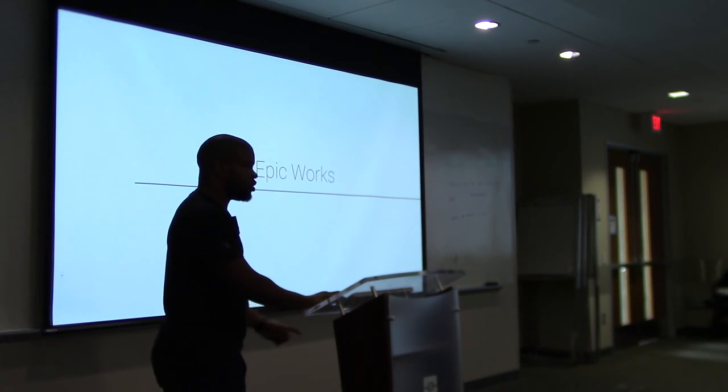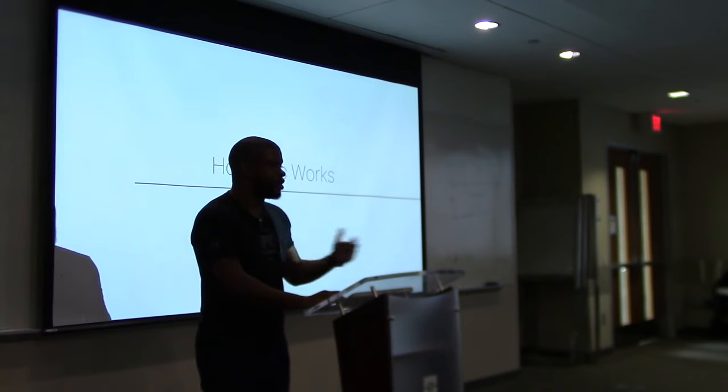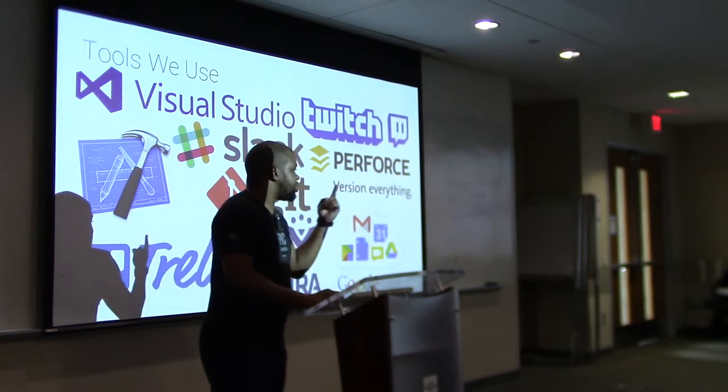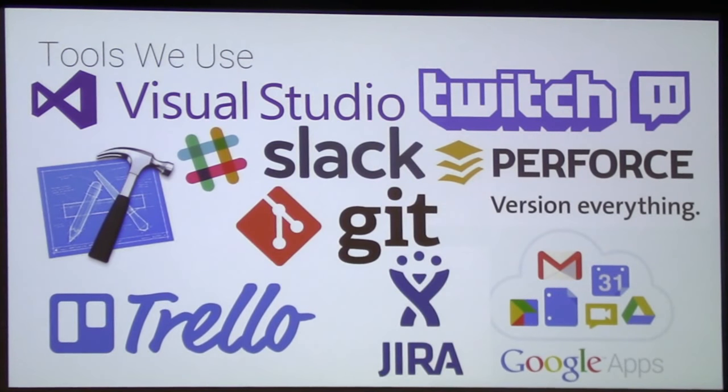So I want to talk a little bit about how Epic works and some of the things and processes that we have, the tools that we use, etc. So here's a sampling of the tools that we use. These are probably the things that most people in the company use day to day. We're big Visual Studio users. Twitch is a big thing that we do for community outreach and whatnot. We have our Twitch streams that we do basically every Tuesday and every Thursday. Slack is very important for cross-team communication.